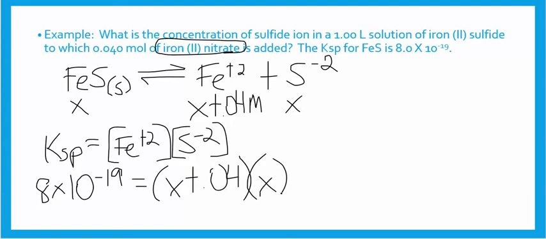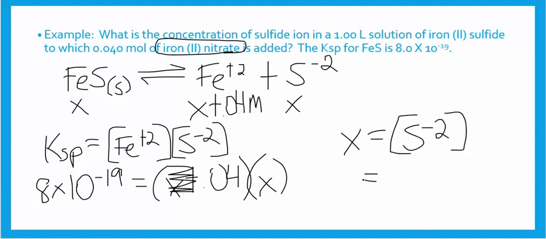But just like in the previous problem, we don't want the quadratic. x is so small compared to 0.04, it's negligible. Get rid of it. It'll make the math a lot easier. So all we have to do is take 8 times 10 to the negative 19th, divide by 0.04. That will give me x, which is the concentration of sulfide. So in this case, the concentration of sulfide, 2 times 10 to the negative 17th molar.